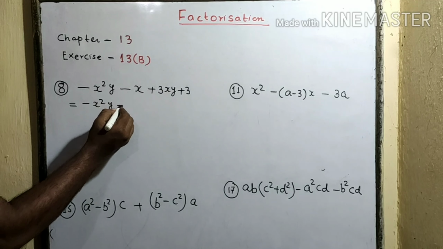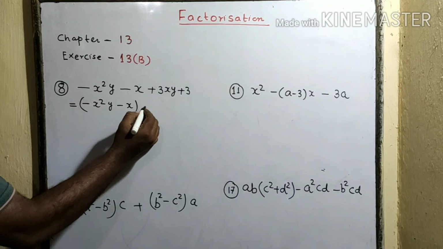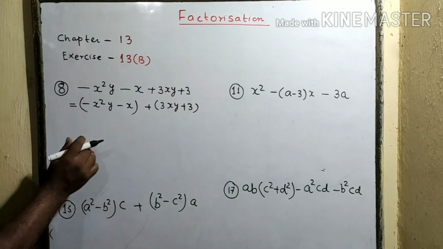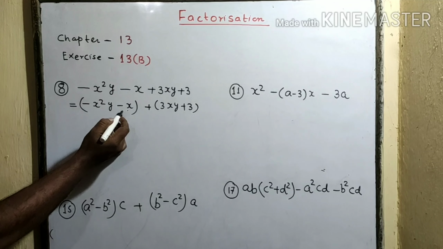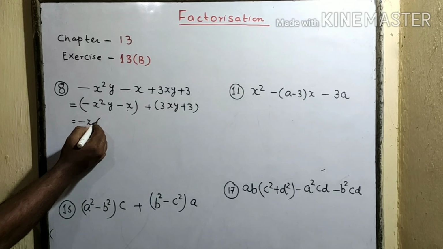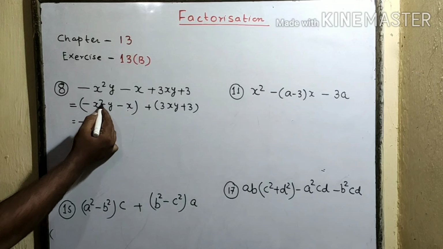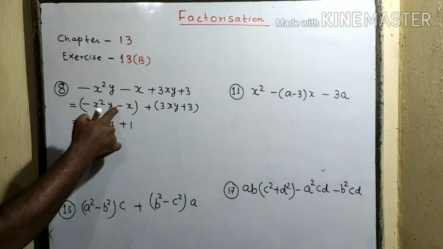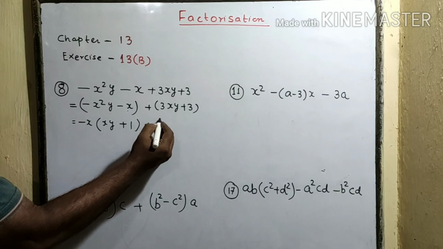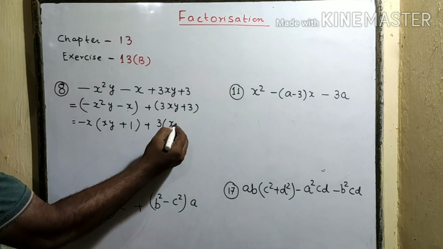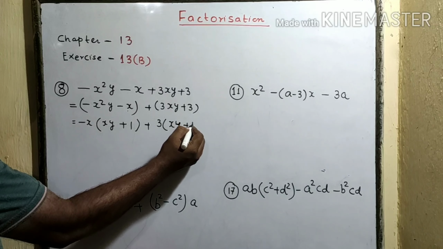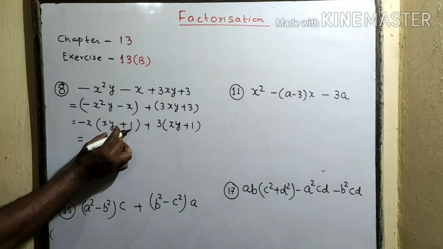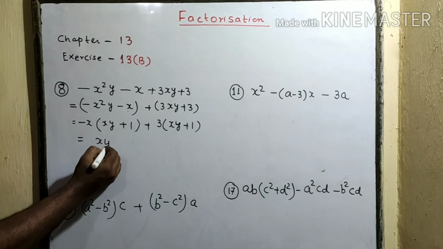Minus x square y minus x as one of the group and plus 3xy plus 3 as one of the group. Between these two, minus x is common, we'll take minus x as common. So out of 1x is taken, so it will be xy, it will be plus 1. Minus minus plus 1. And then we'll take 3 as common, it will be xy plus 1. 3 will cancel 3 one time. So now between them, xy plus 1 is common.